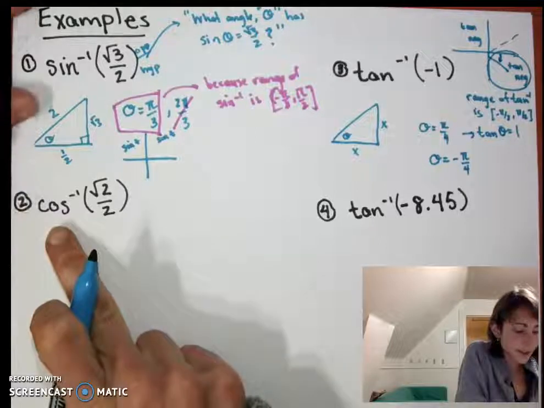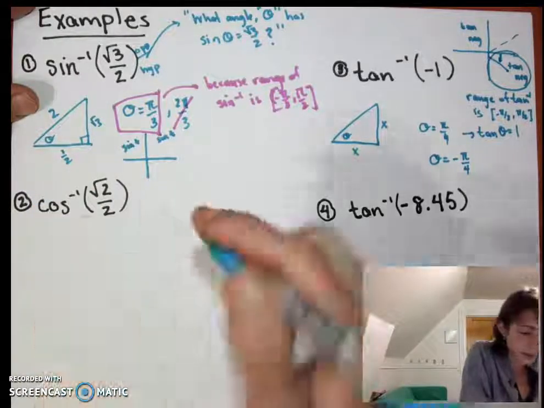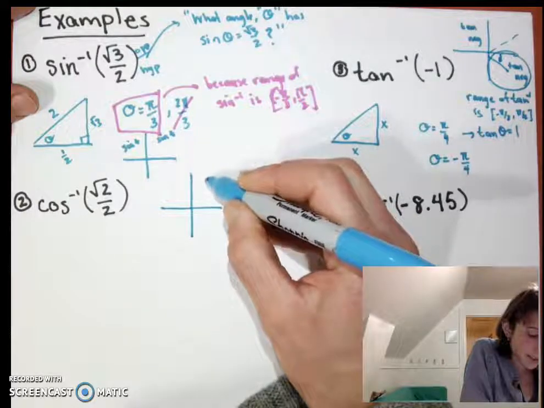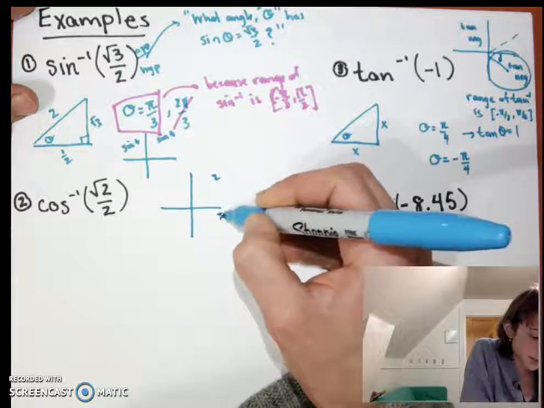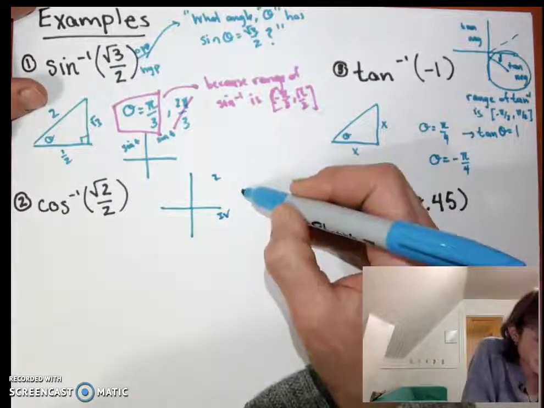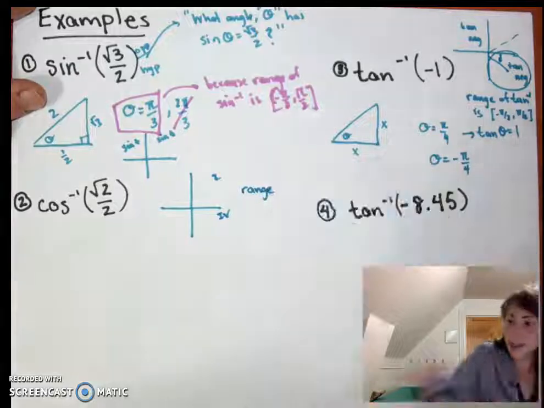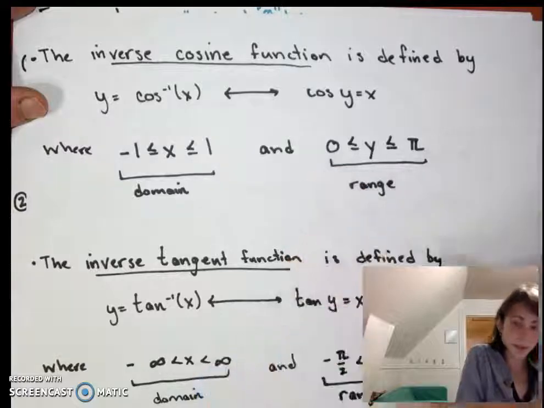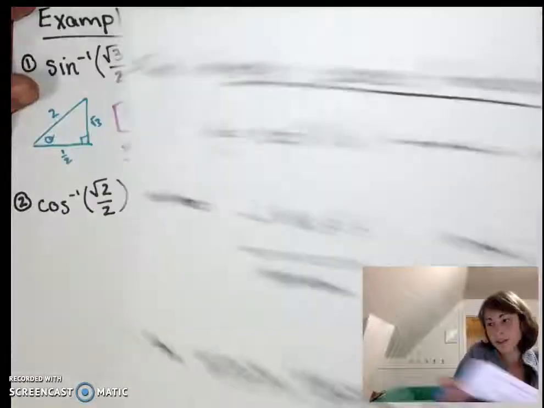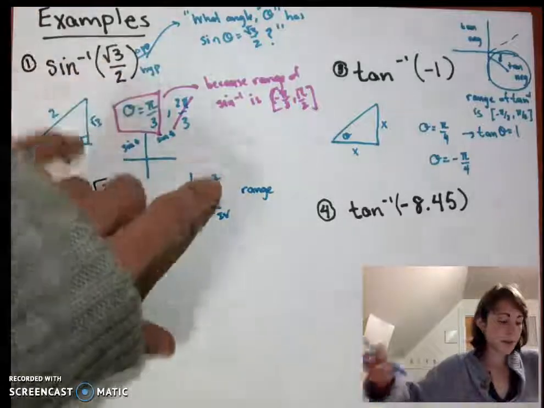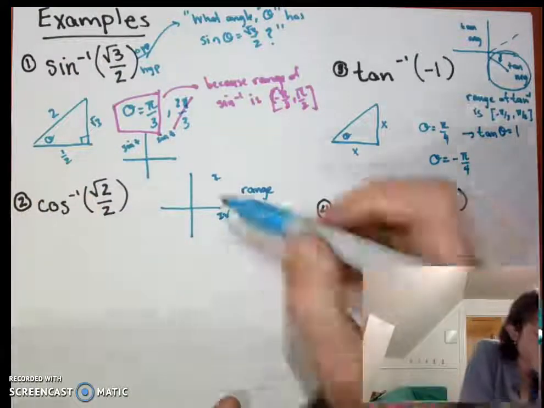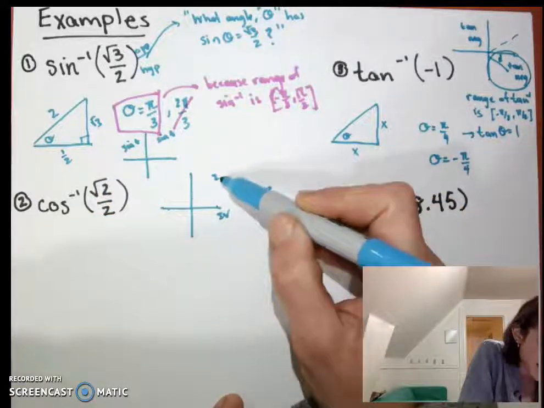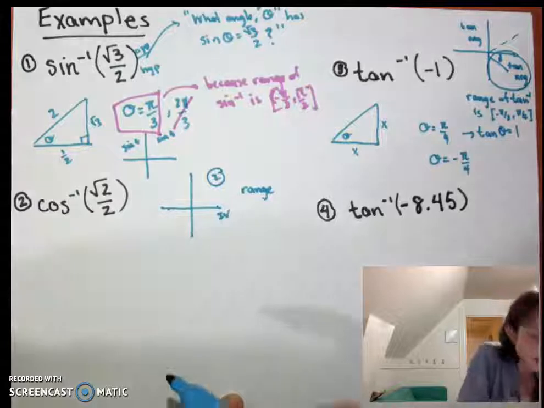Okay, moving on. Cos inverse of root 2 over 2. Cosine is positive in quadrants 1 and 4, but the range of inverse cosine, as we said last time, is between 0 and pi. So while we might end up with two answers, one in quadrant 1 and one in quadrant 4, because our answer is supposed to be between 0 and pi, we choose the answer in quadrant 1.